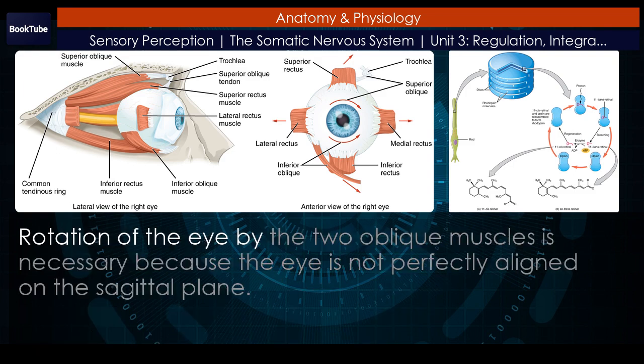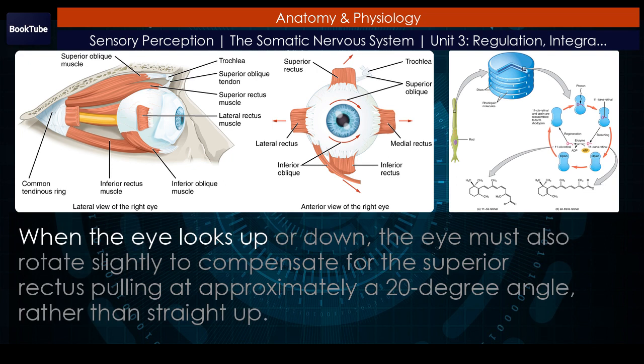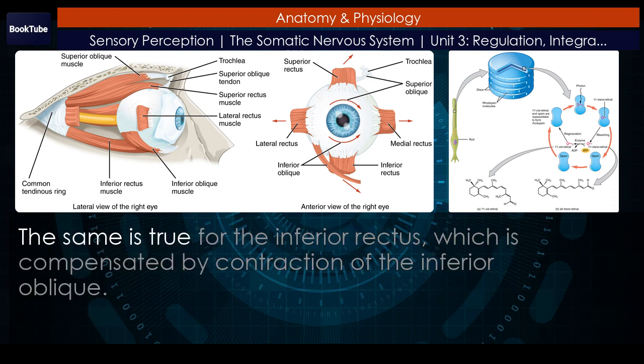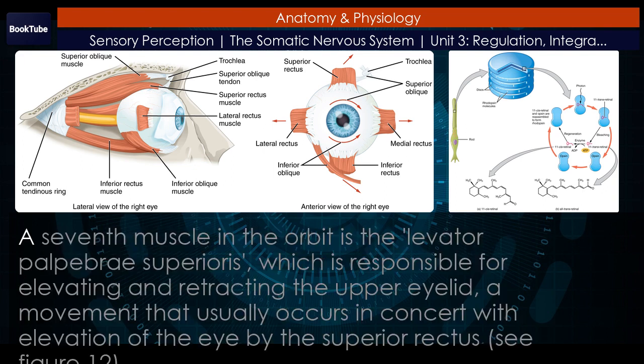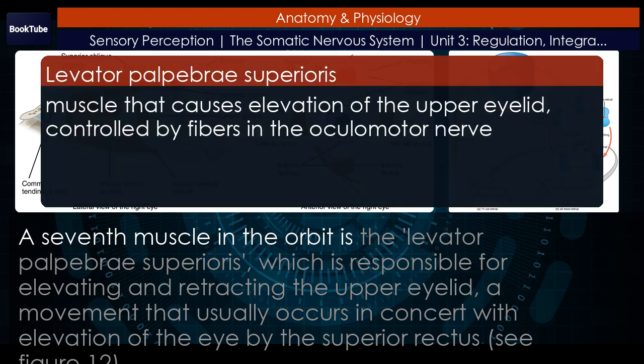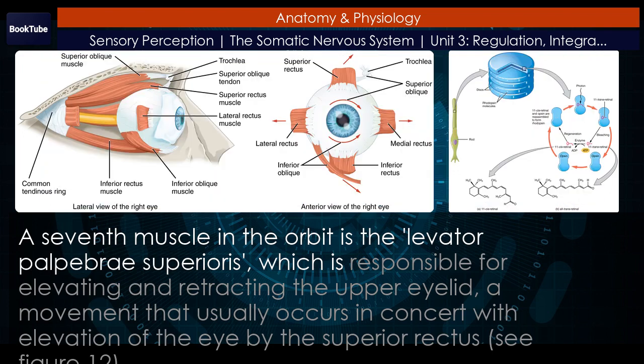Rotation of the eye by the two oblique muscles is necessary because the eye is not perfectly aligned on the sagittal plane. When the eye looks up or down, the eye must also rotate slightly to compensate for the superior rectus pulling at approximately a 20-degree angle, rather than straight up. The same is true for the inferior rectus, which is compensated by contraction of the inferior oblique. A seventh muscle in the orbit is the levator palpebrae superioris, which is responsible for elevating and retracting the upper eyelid, a movement that usually occurs in concert with elevation of the eye by the superior rectus.